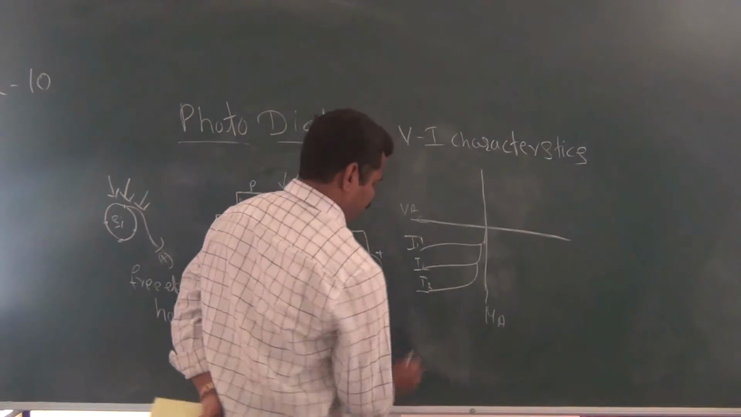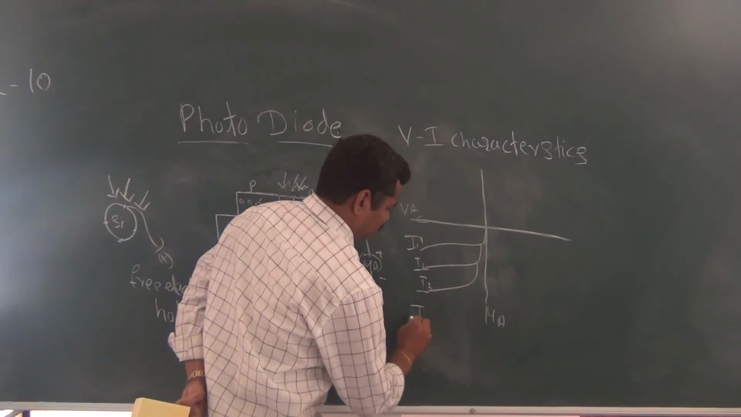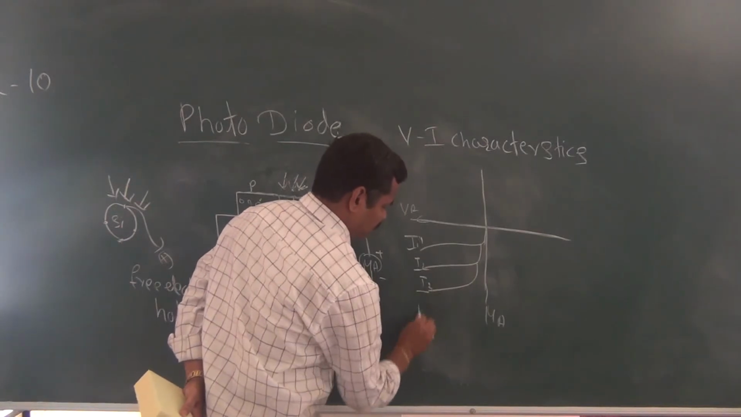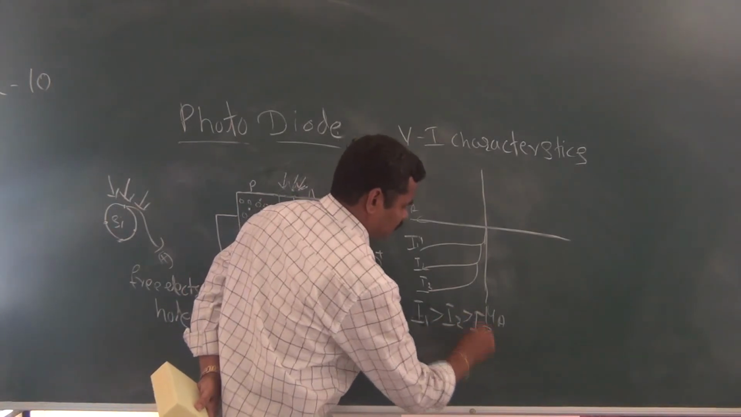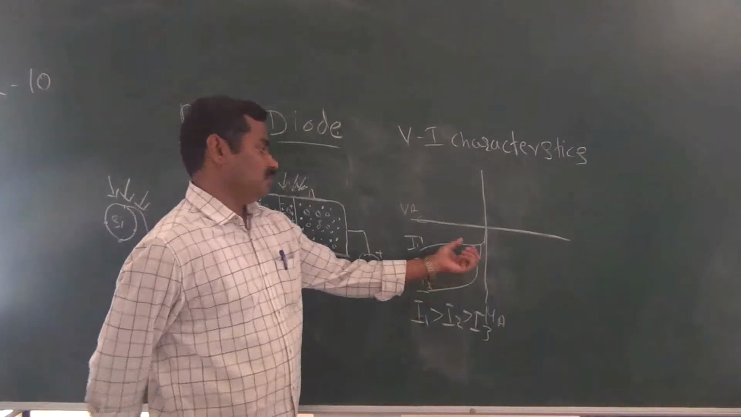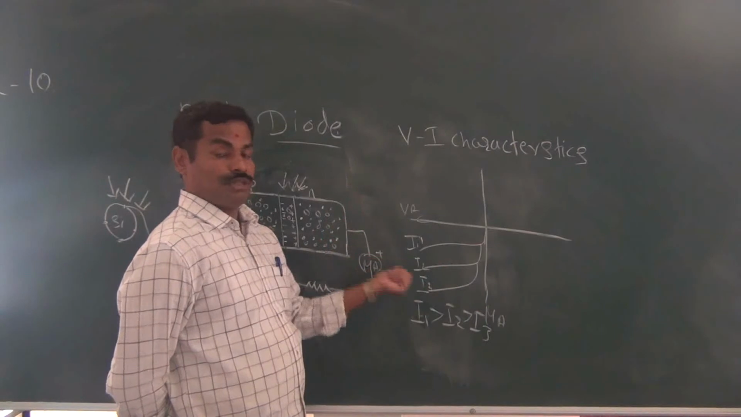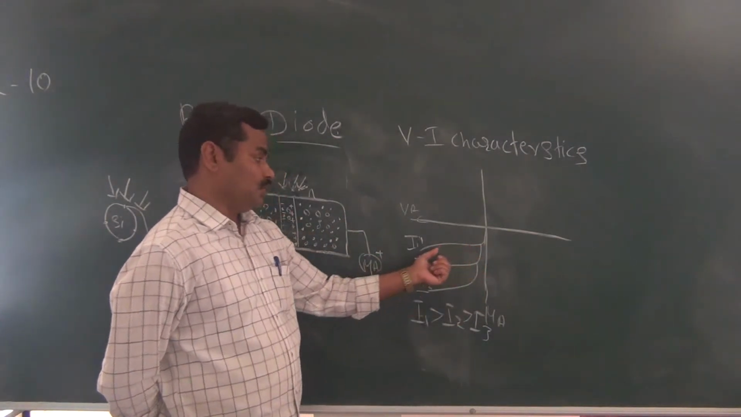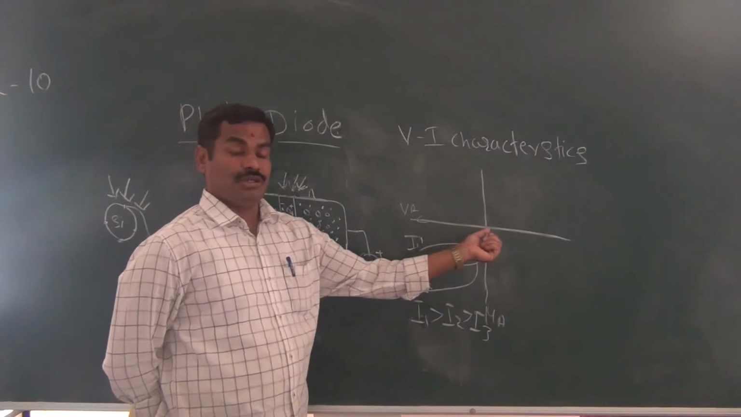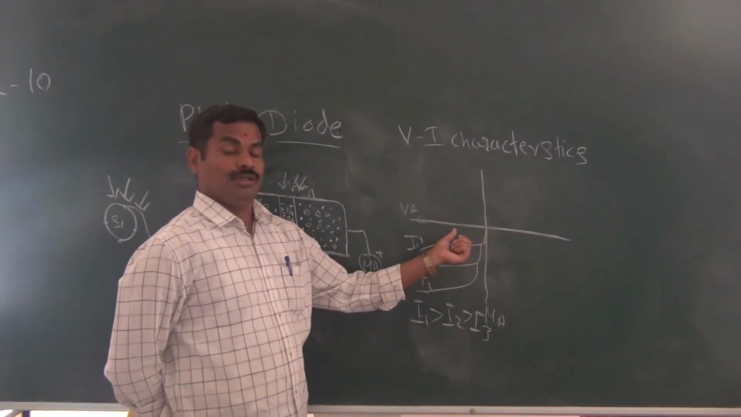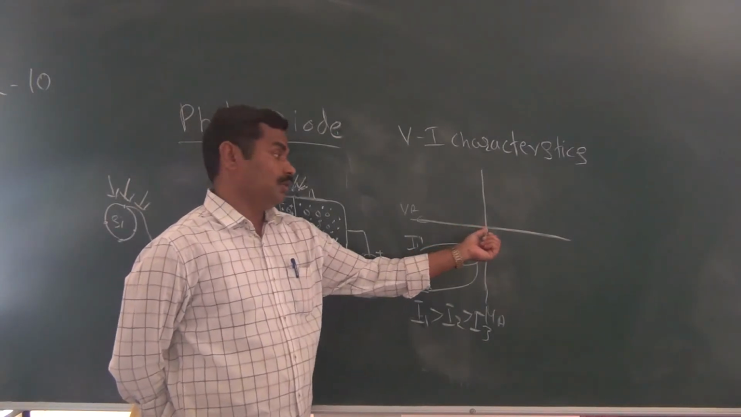The important thing is I1 is more than I2, and I2 is more than I3. As I said, you are drawing the graph in the reverse bias, because a photodiode conducts in the reverse bias, and you have a very small current. That current is because of the saturation current, also called reverse saturation current. As we know, in the reverse bias diode, the current is nothing but reverse saturation current.